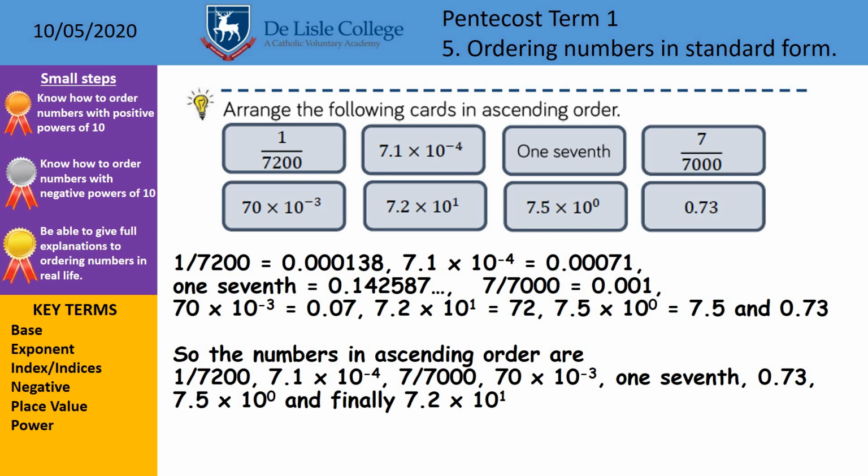Okay, so I worked through them all carefully, working out what they were. 1 divided by 7,200, I used my calculator. Then I put some of the others into standard form, as you can see. And then finally, once I checked each one, I put them in order. Notice when I put them in order, I go back and put the actual cards down, not the decimals that they come up with. Okay, check your answers carefully. If you've got those right, particularly well done, because that was a challenging question.